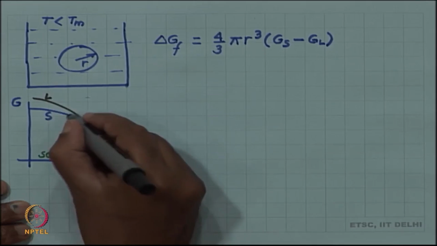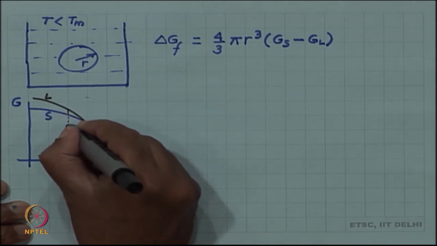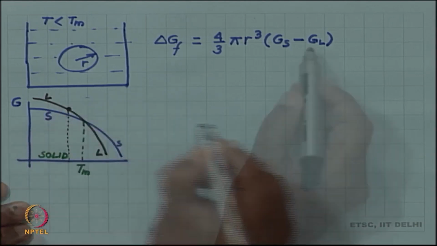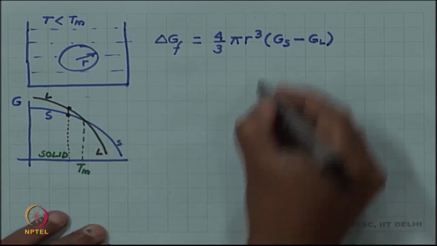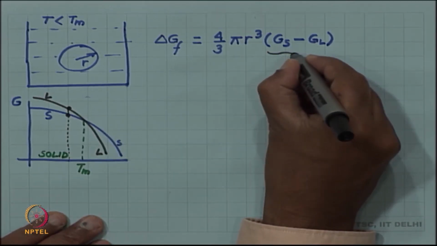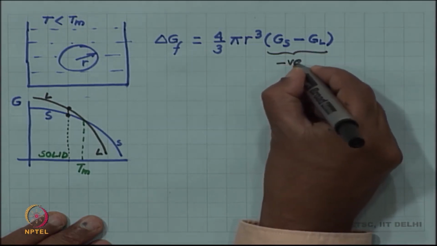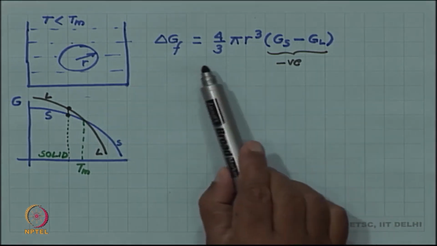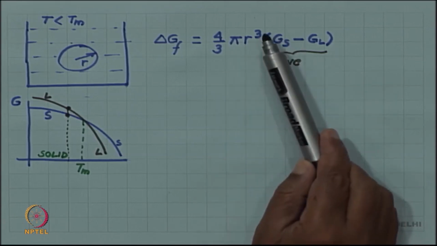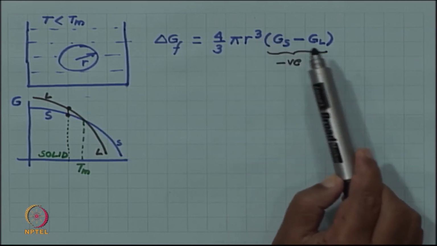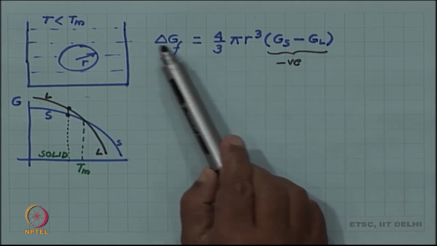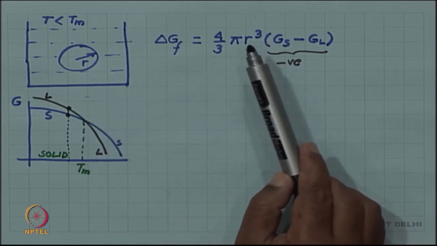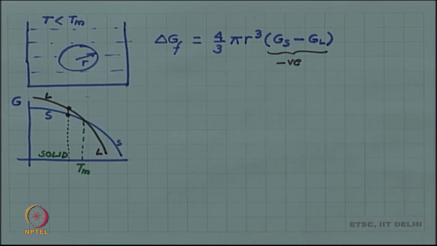So, if temperature is below Tm, if you are working here, then liquid has higher free energy, GL is higher, GS is less. So, this term is negative. So, GS minus GL is negative. So, there is a reduction in free energy, and so this will show that whatever the radius r may be, since GS minus GL is negative, delta Gf will always be negative. So, a transformation is possible irrespective of whatever the radius r we consider.